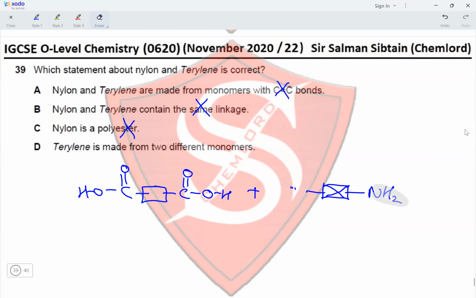So instead of NH2, this should be OH, this should be a diol. So OH on one end, OH on the other end, this would form a polyester, and terylene being a polyester would be formed in this way. Therefore, option D is the correct option for this question.